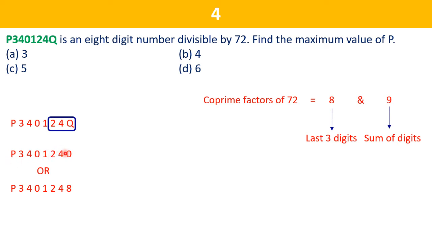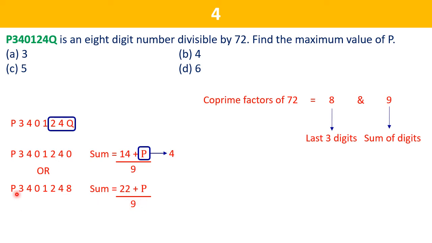So if we take the sum of the digits of the first number, that comes out to be 14 plus p. Now what can be the possible value of p to make the number divisible by 9? The possible value of p can be only 4. And if we take the sum of the digits in the second number, that sum comes out to be 22 plus p, because here there is 8 in the unit digit. So that comes out to be 22 plus p.